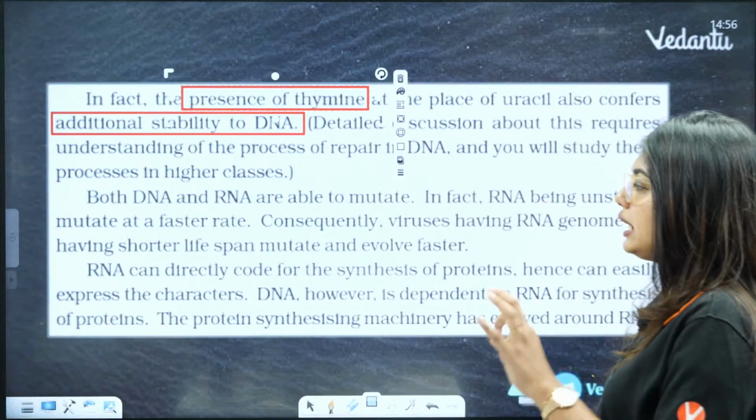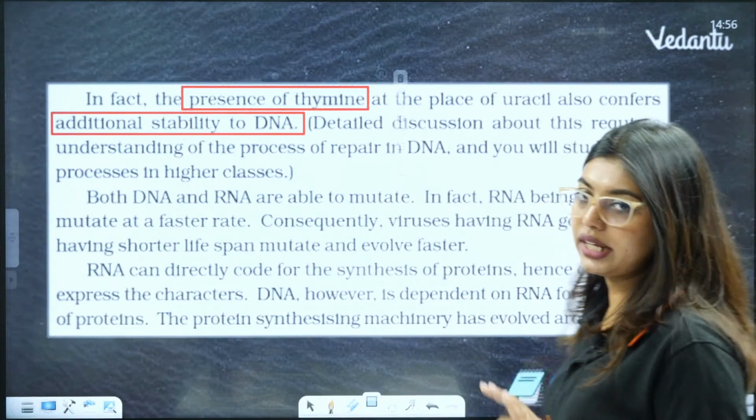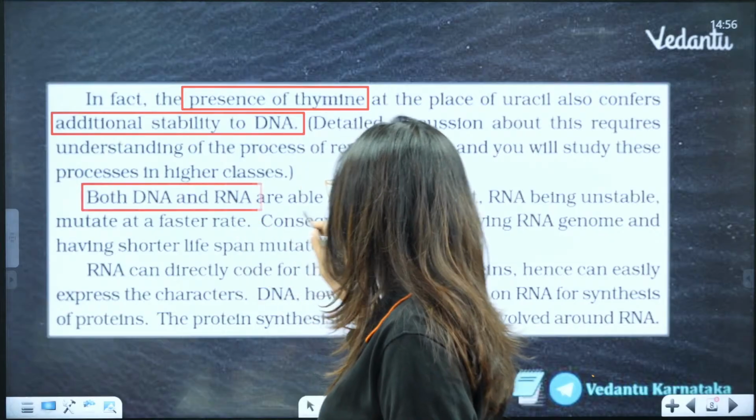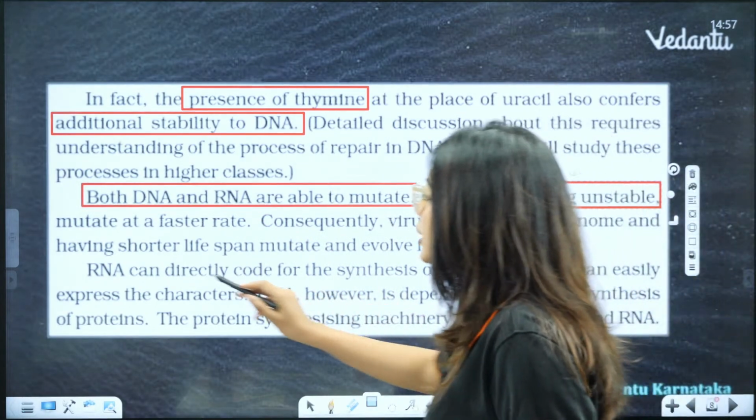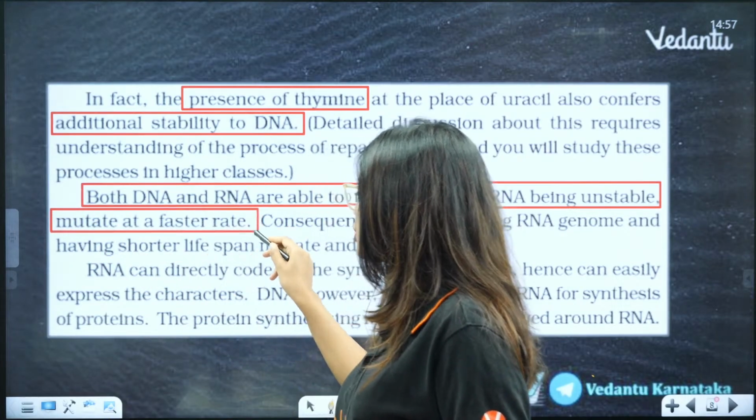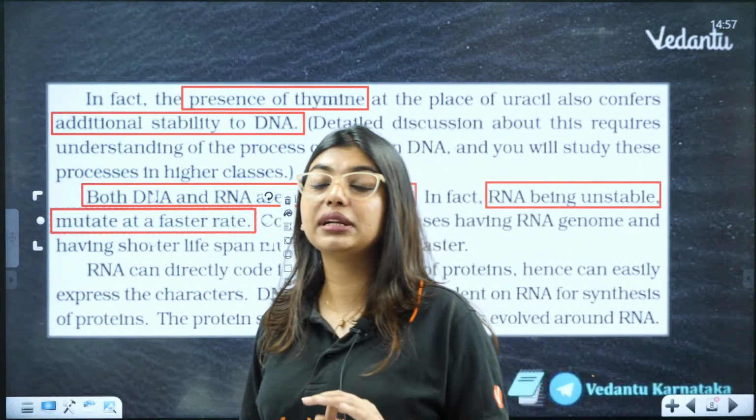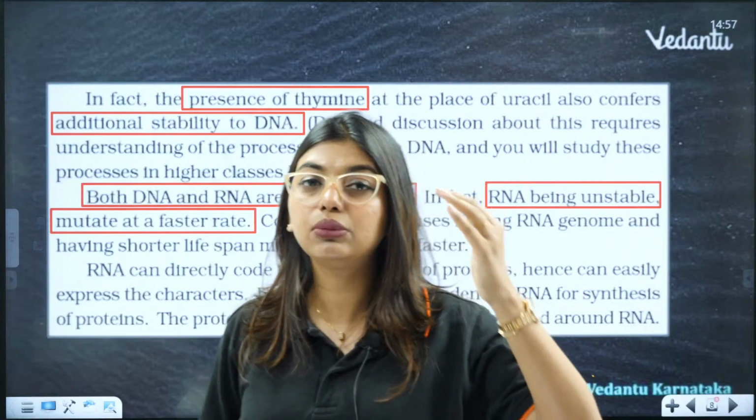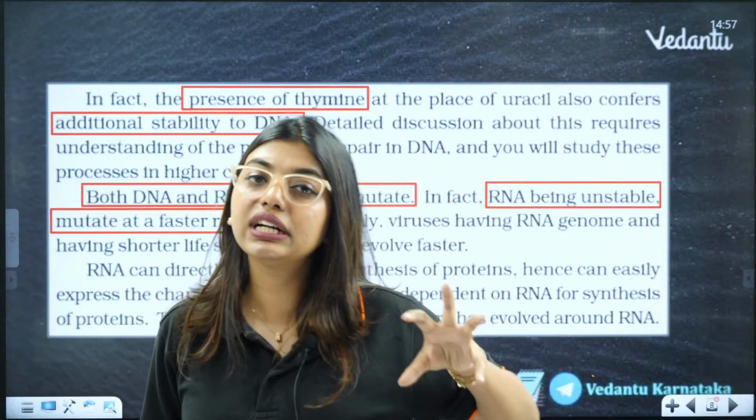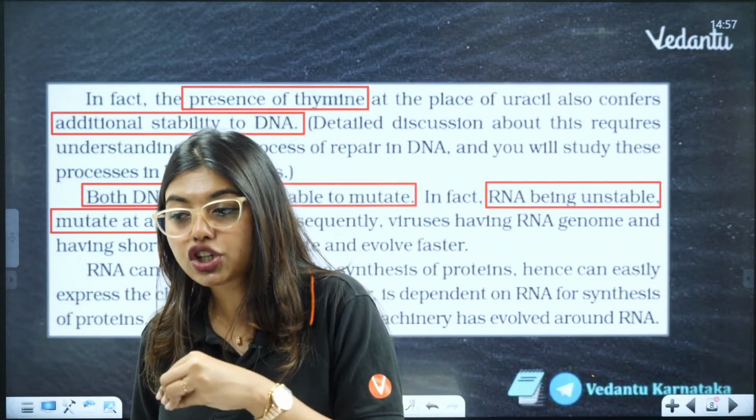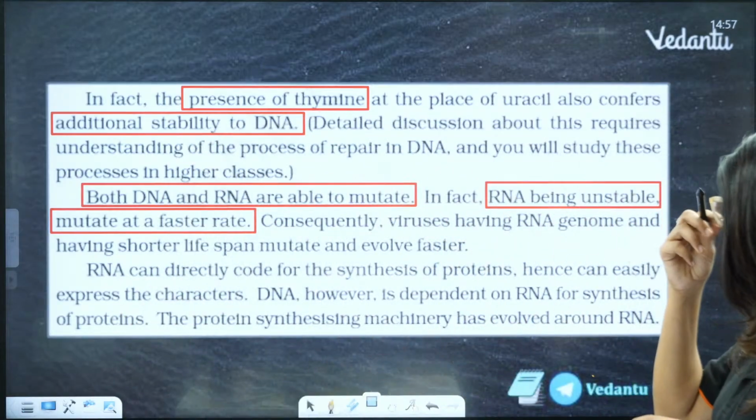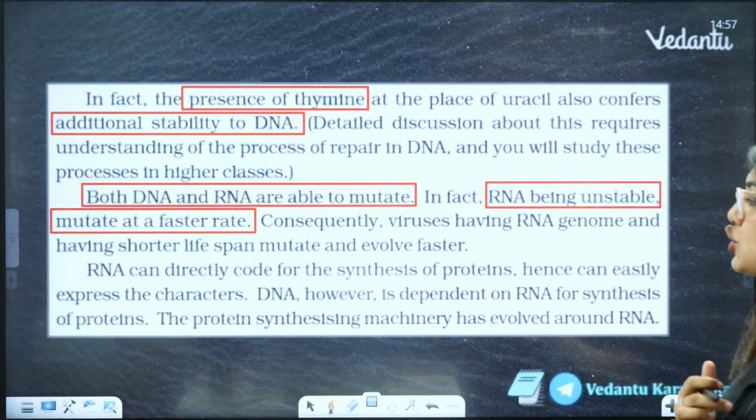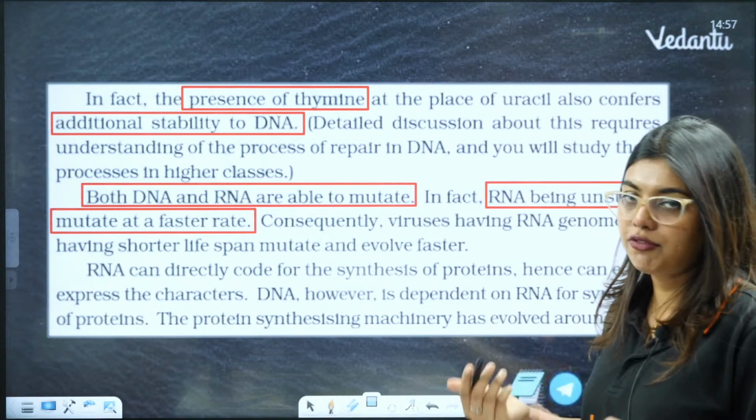Now, both DNA and RNA are able to mutate. I told you already that they both can mutate, no doubt in that. In fact, RNA being unstable mutates at a faster rate. So I do not want a genetic material that will mutate at a faster rate. I want a genetic material that will mutate at a slower rate and not change the evolution completely, okay. So consequently, viruses having RNA genome and having shorter lifespan mutate and evolve faster.